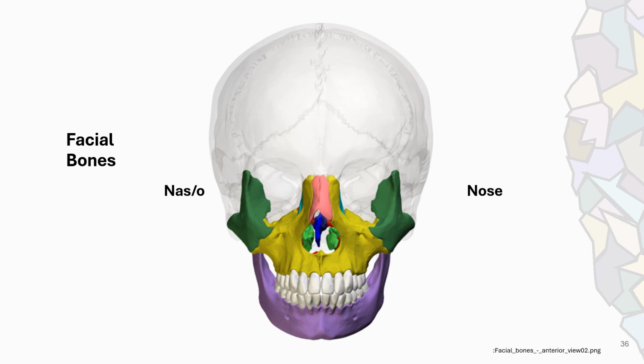Then we have the term naso. So the nasal bone is at what we would call the bridge of the nose. So if you were to pinch or where your glasses sit, okay, at the top of your nose, that is actually two bones that are fused together. They're a nice light pink here. Those are the nasal bones.